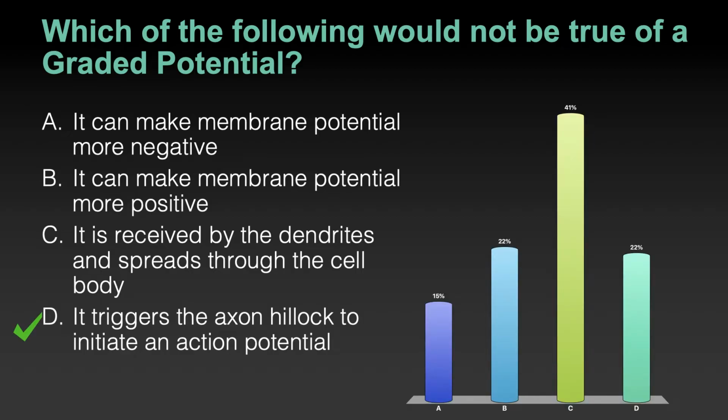So maybe this is overloading you with information or not explaining it well enough. But the answer is D. It doesn't automatically trigger an action potential. It can push membrane potential up. It can push it down. If the sum total of all of those nudges is enough, it will trigger an action potential, but it won't always do that.